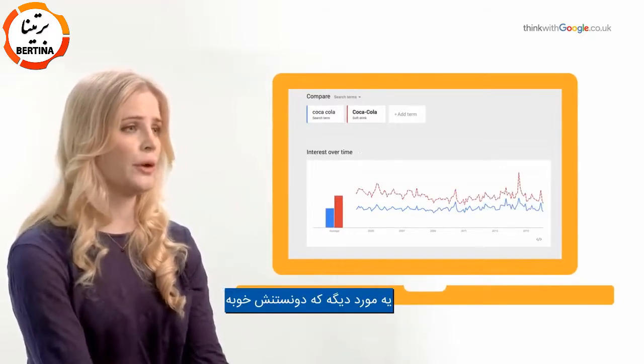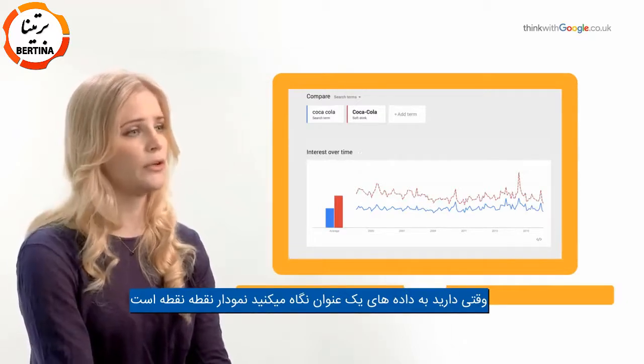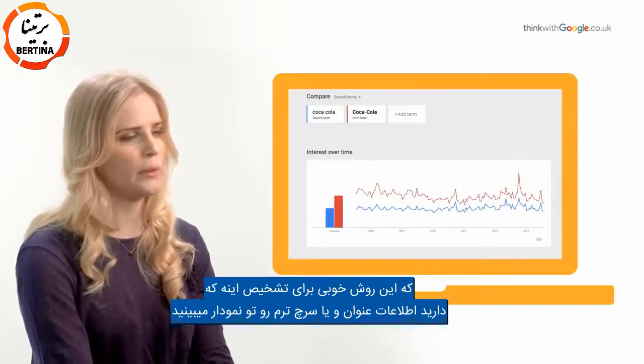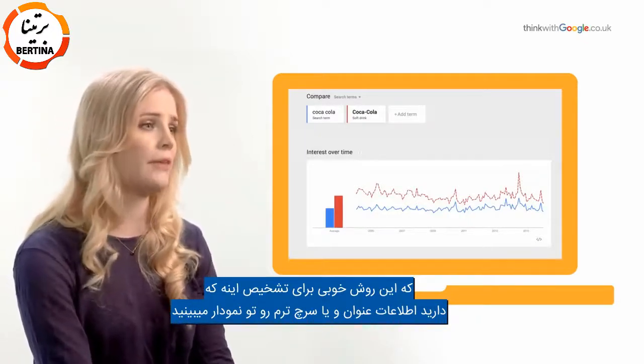Another thing that is good to note is that you get a dotted line when you're looking for a topic, and you get a solid line when you're looking for a search term, which is a good way of spotting whether you're looking at a topic or a search term in the graphs.